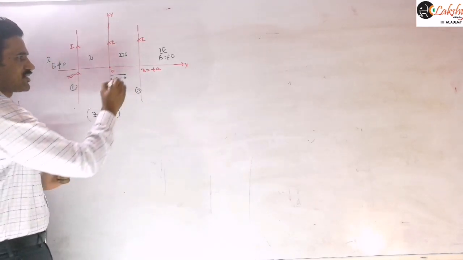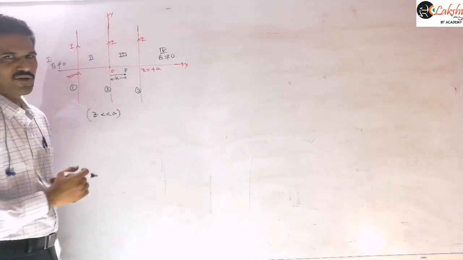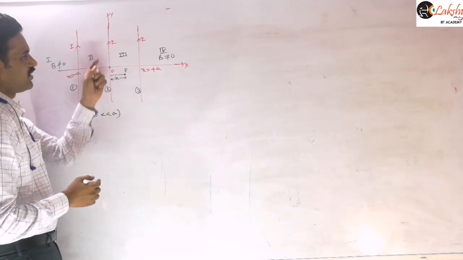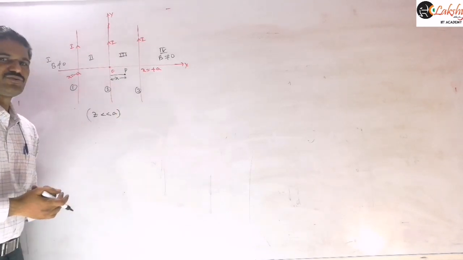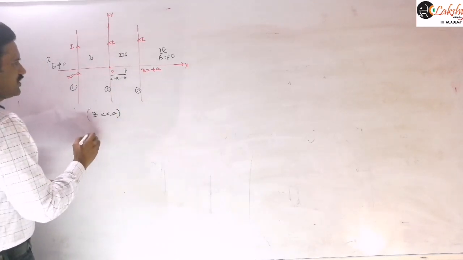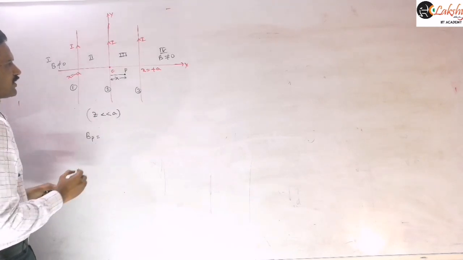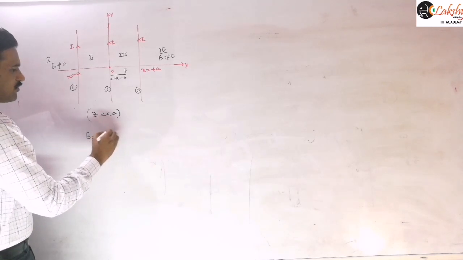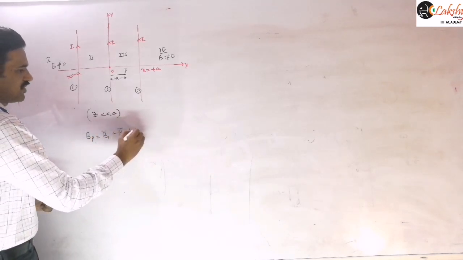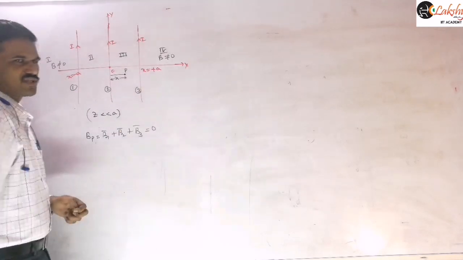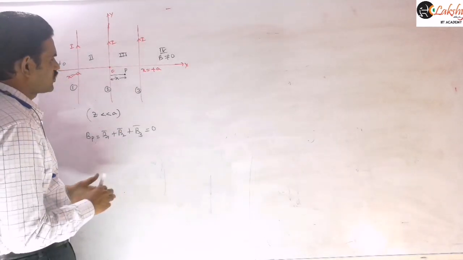At a point P, let us consider that is the neutral point we are assuming, at a distance x from this middle wire. So what we can write is the magnetic field at point P is B1 bar plus B2 bar plus B3 bar. This value should be equal to 0. That is our condition for getting the neutral point.